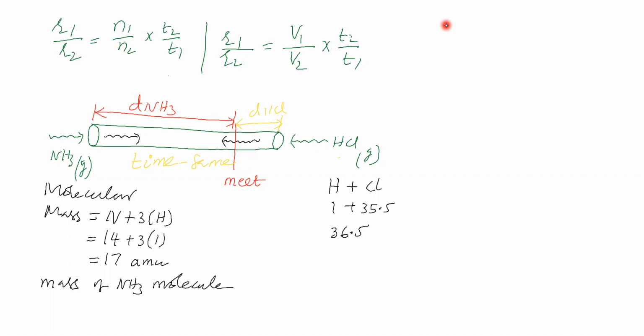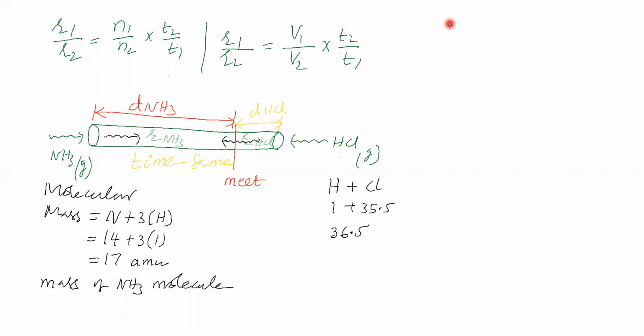Do you feel that value, that magnitude, remains the same or different? The rate of diffusion of ammonia and the rate of diffusion of HCl, will they be the same or different? They are different.